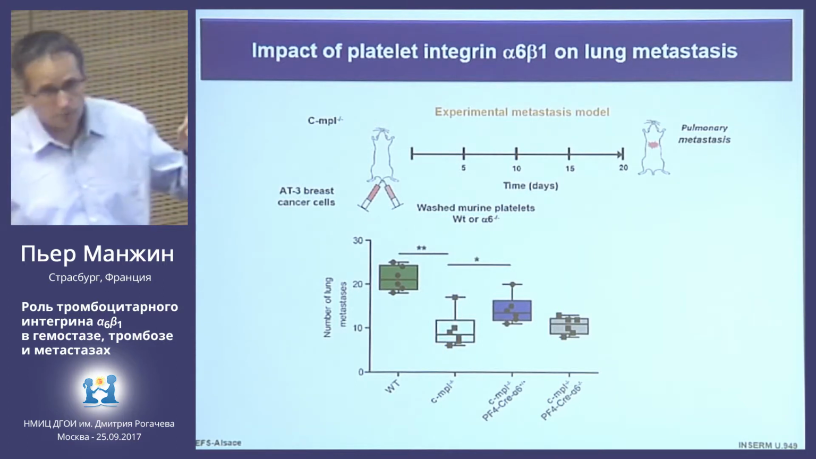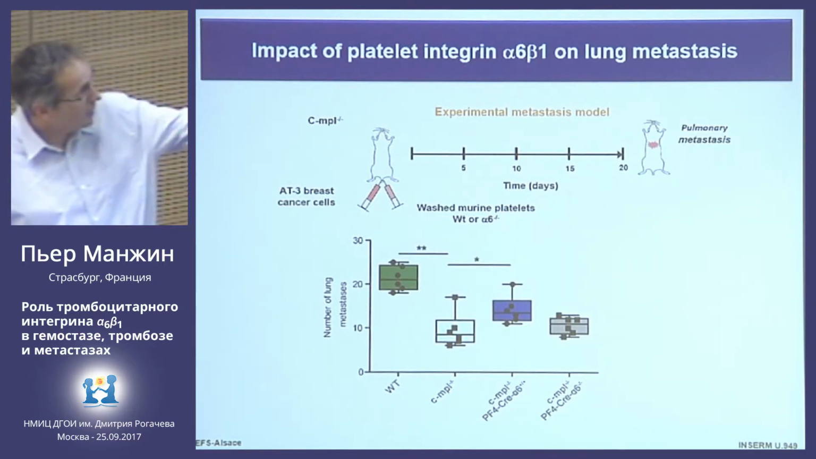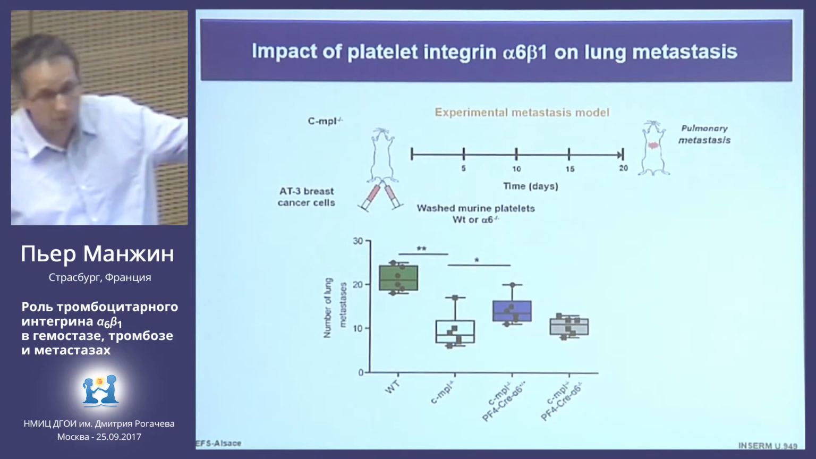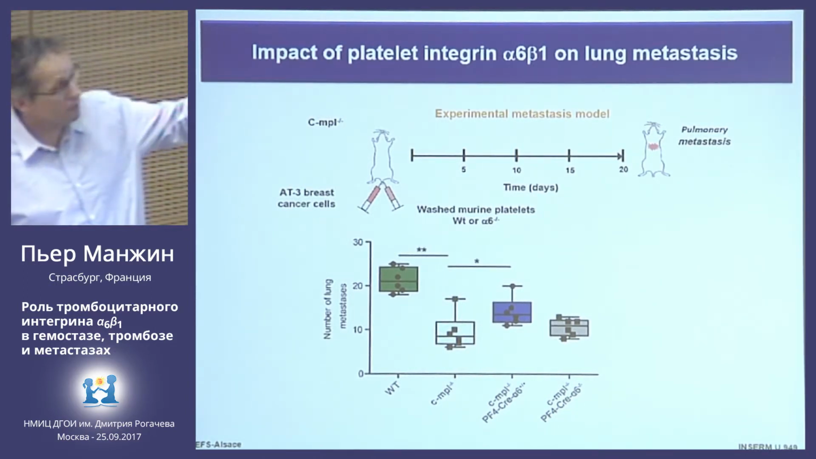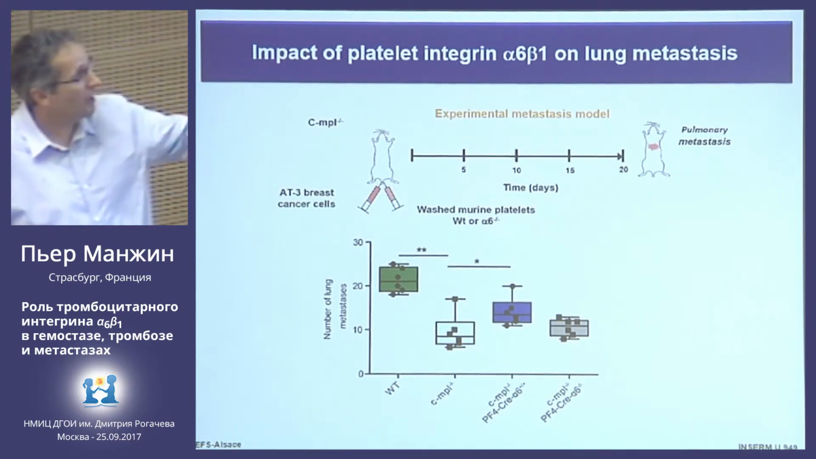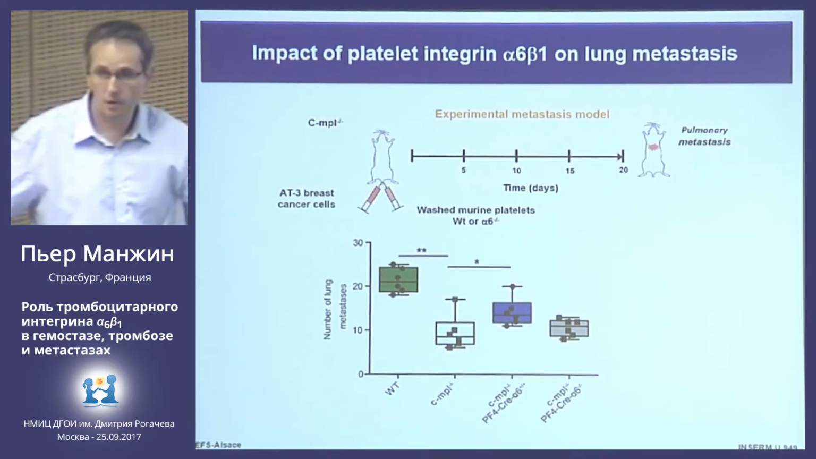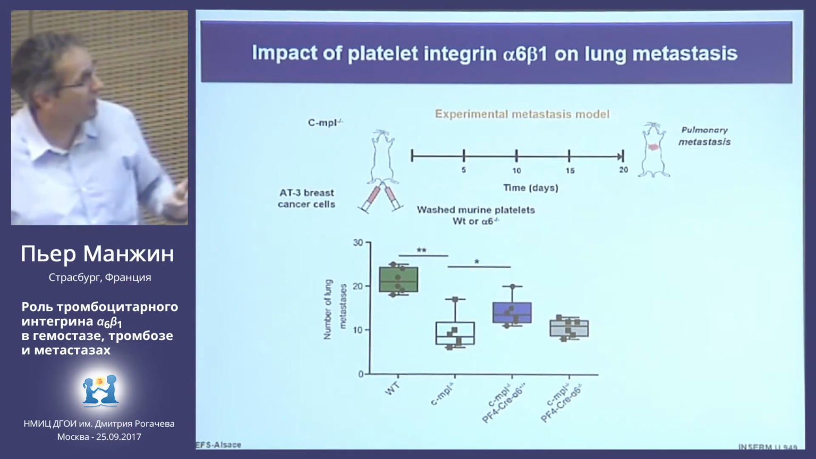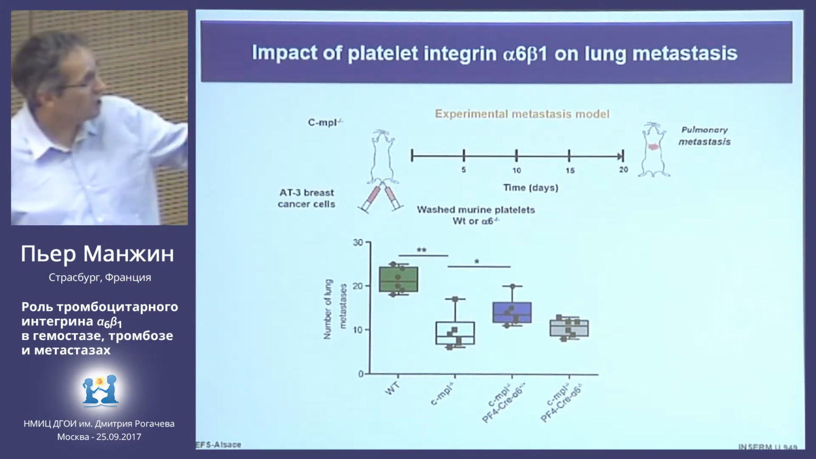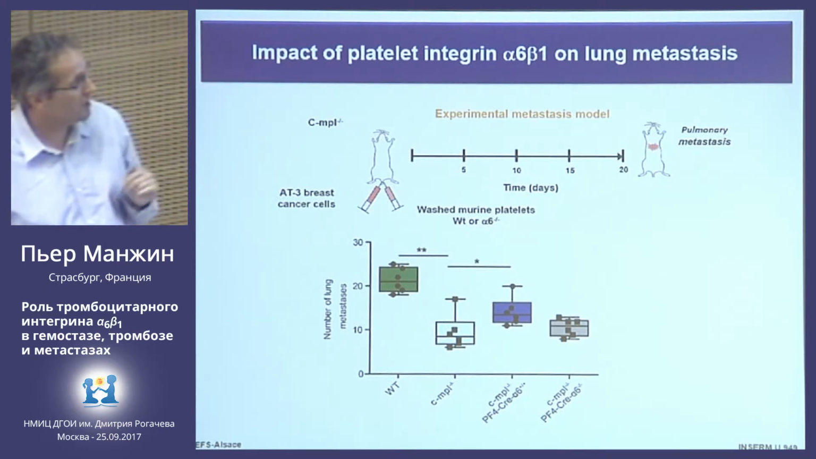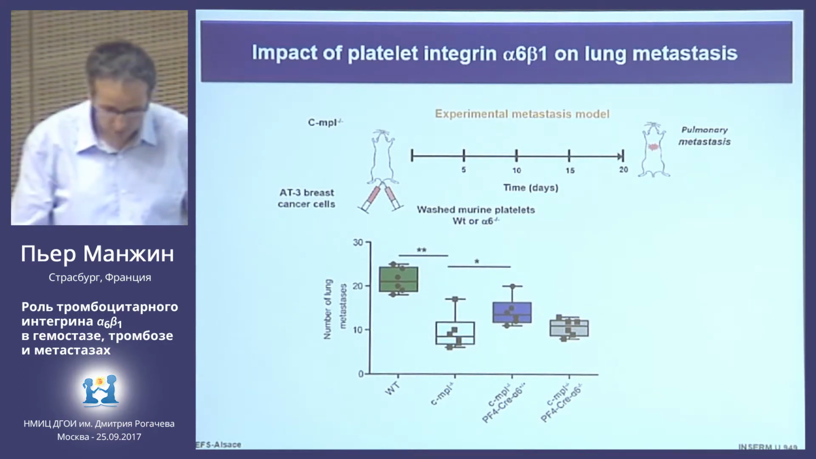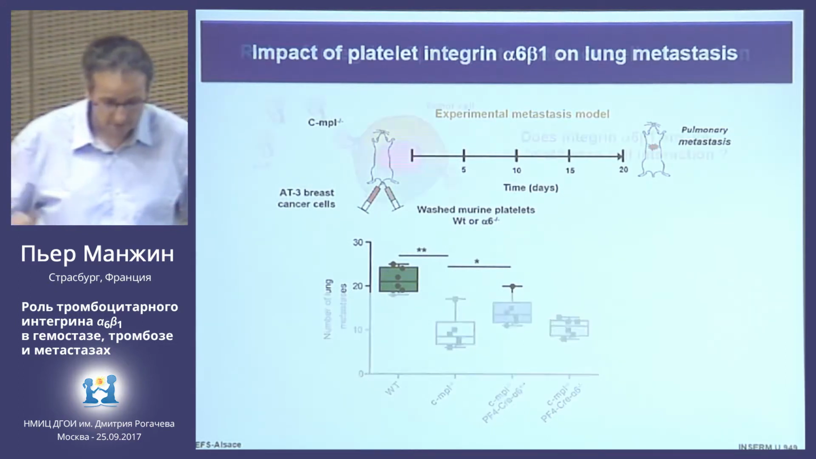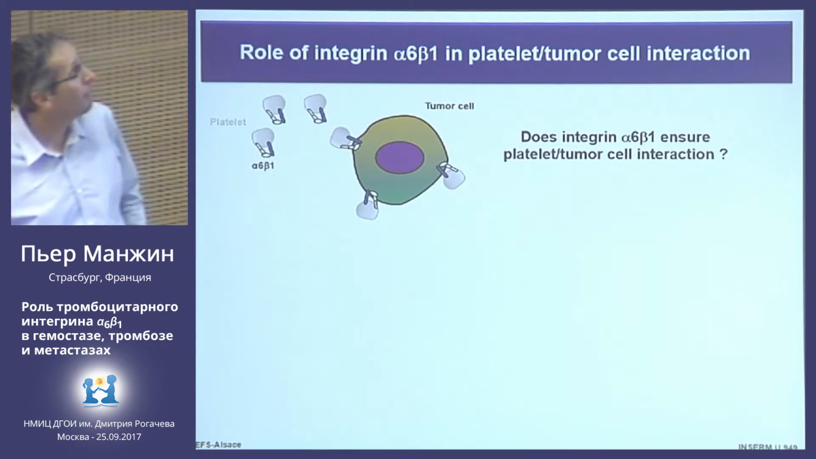When you then inject tumor cells in these mice, you do have a marked decrease in the number of lung metastases. And what we did is that while we injected the cancer cells, we transfused platelets. And when we transfuse wild type platelets, we actually are partially restoring the metastatic process. But this we did not observe when we transfused α6 deficient platelets. So what is the mechanism?